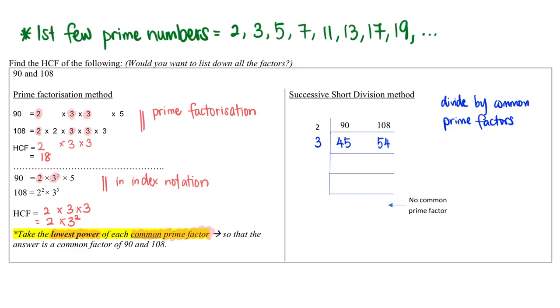And then that will give me 15 and 18. I could still divide by 3 to give me 5 and 6. And at this point, there's no more common prime factor left. We cannot divide by any more common prime factor. We will stop here, and therefore for the highest common factor, we just need to take reference from here. 2 times 3 power 2, 18.